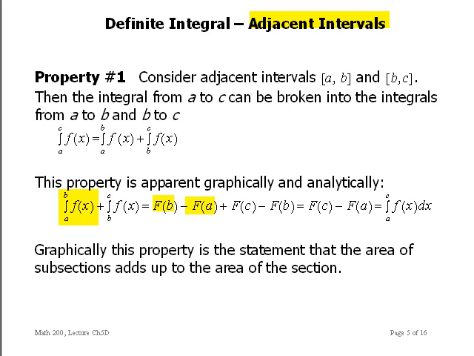Then I want to take the next integral. To do that, I look at the primitive, evaluate it at the upper limit of integration, c, and subtract from it the value of the primitive at the lower limit of integration, which is b. Obviously, F at b is going to cancel, and you end up with F at c minus the primitive at a, which is the integral from a to c.